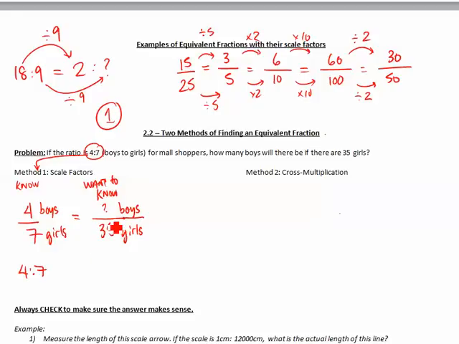Given this information, we can use our scale factors. Given that we know both of the denominators and we only know one of the numerators, we can use the denominators to find a scale factor. So to get from 7 to 35, we need to multiply by 5. Likewise, on the numerator, we have to do the same, and we multiply our numerator by 5 as well. That means we predict 4 times 5 equals 20 boys to be at the mall.